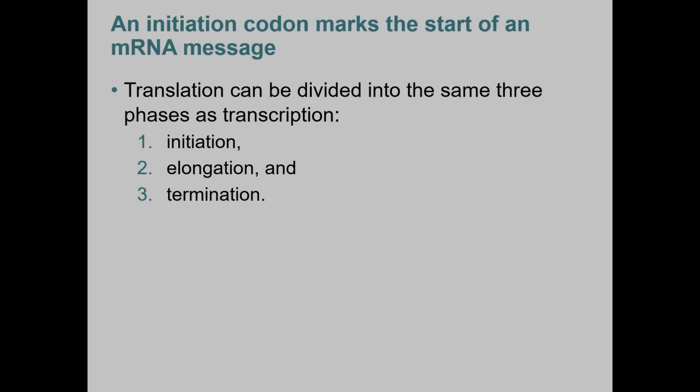So based on how we talked about translation, we can see that it is also divided into the same 3 phases as transcription. Initiation, where the tRNA is going to read the start codon. Elongation, where tRNAs are going to come and match their codon, adding new amino acids to the sequence of the protein. And termination, when the stop codon is read and the tRNA ends the protein.